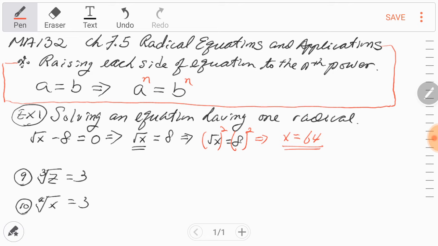And then, when we square each side, we have to check your solution. So is 64 okay? Plug in 64, then the square root of 64. Let's check it. Square root of 64 minus 8, is this equal to 0? The square root of 64 is 8, so 8 minus 8 is equal to 0. So yes, this is okay. So 64 is the solution.